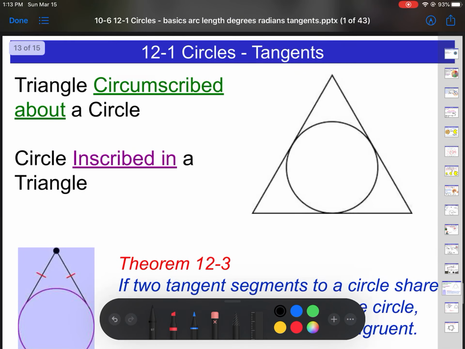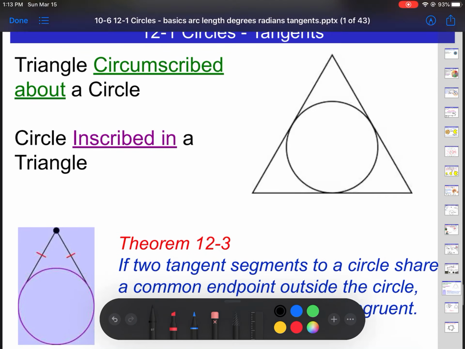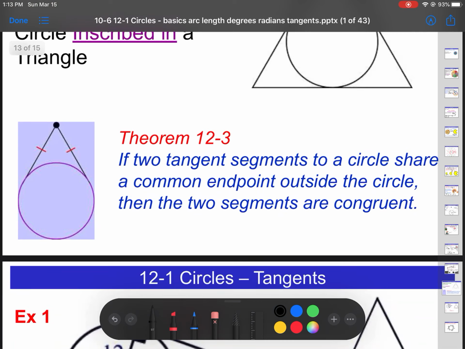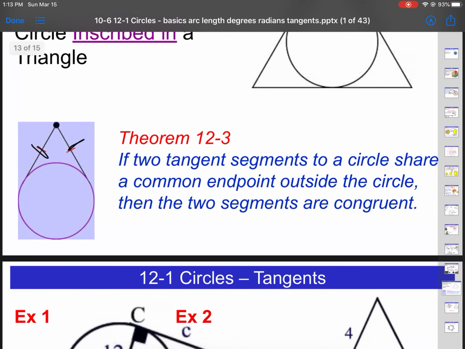Okay. All right, then the last thing is, so one of the theorems, theorem 12.3: if two tangent segments to a circle share a common endpoint outside, then those two segments are congruent. So if we look at this picture off to the left here, you can see that segment and that segment are both tangent lines, and they share a common endpoint, namely that one. And so then, by this theorem, we can say that these segments are congruent.